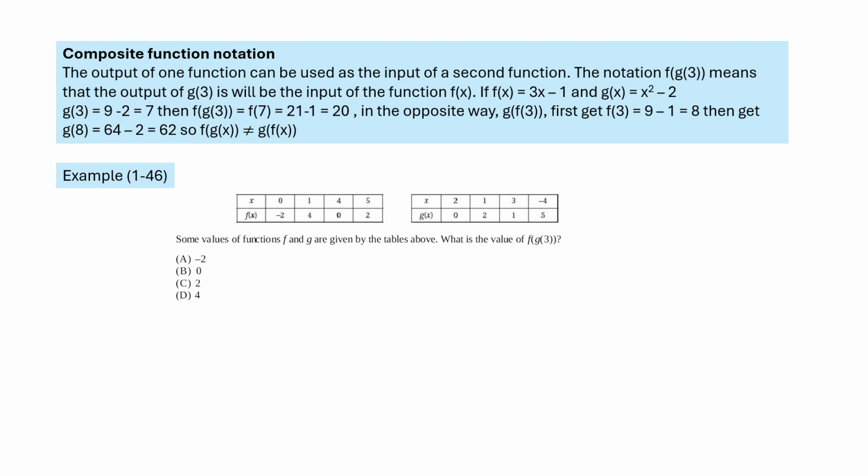Sometimes the functions are given as tables, as you see. The first table to the left represents f of x, and the second table to the right represents g of x. Some values of the functions f and g are given by the tables above. What is the value of f of g of 3? As we said, we must get g of 3 first from the table to the right. So look at the table: when x equals 3, the y value will be 1.